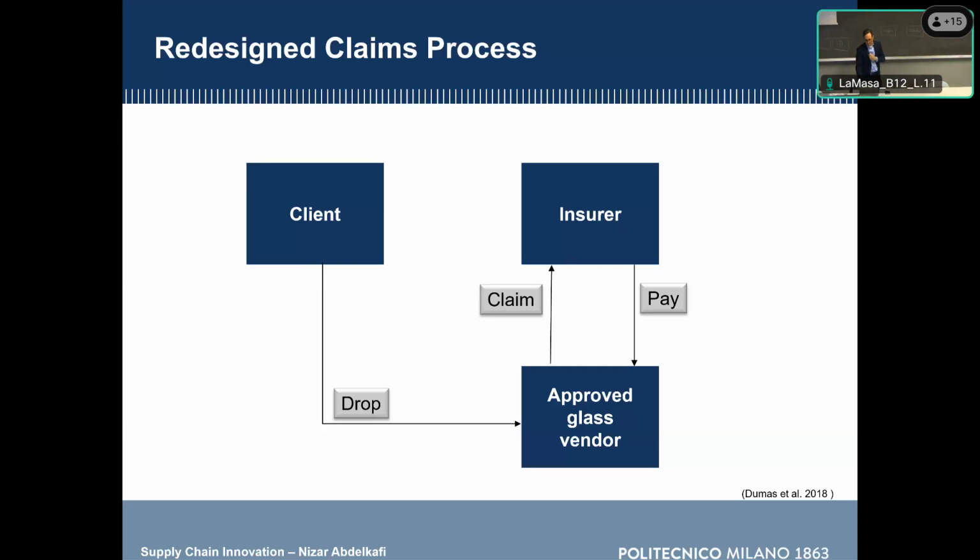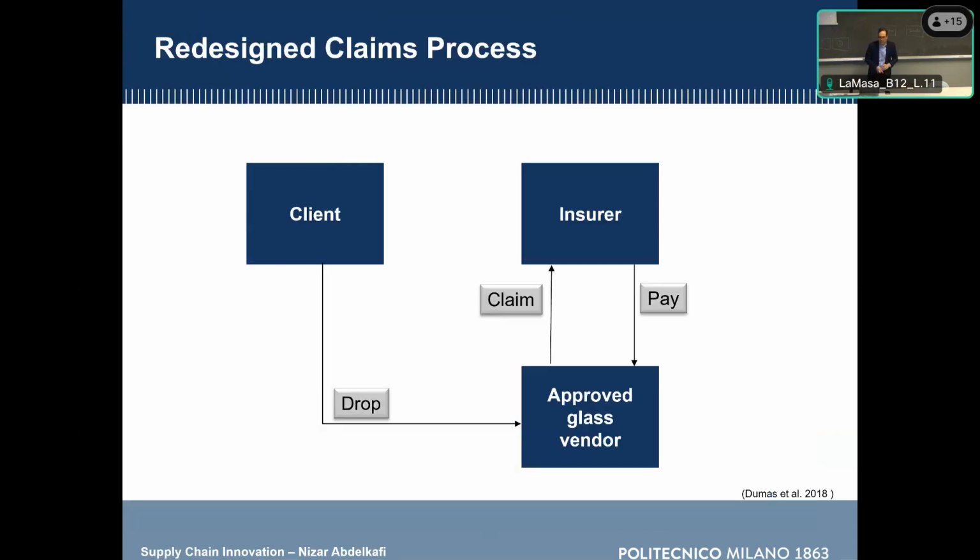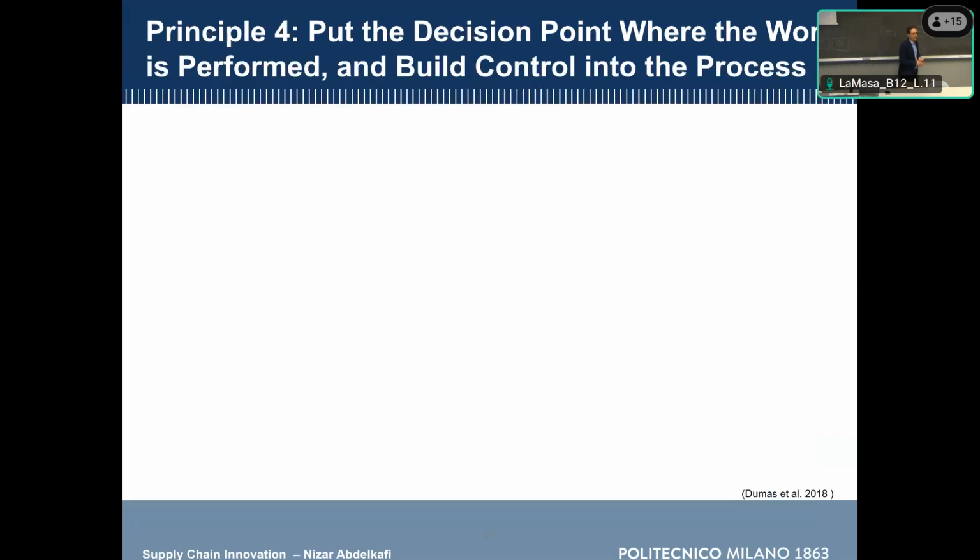Make sense? Then principle 4, and then we will get a short break. Put the decision point where the work is performed. Put the decision point where the work is performed and build control into the process.